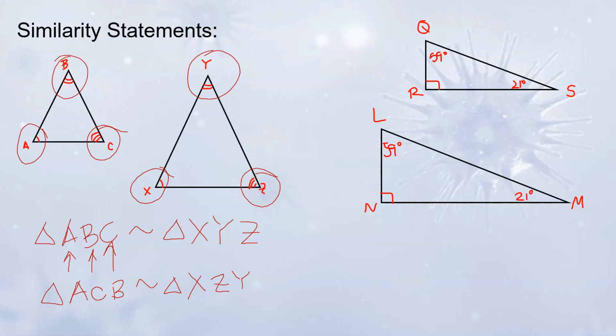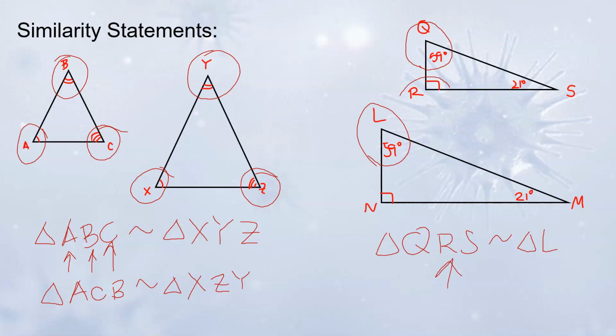Let's just do this for this second group of triangles right here. If I have triangle QRS, then triangle QRS will be similar to whatever angle is congruent to Q. Q is my 59-degree angle. In my other triangle, L is my 59-degree angle. So if Q comes first, L has to come first. If R comes second, R is my 90-degree angle. So N is going to come second, with M being last.